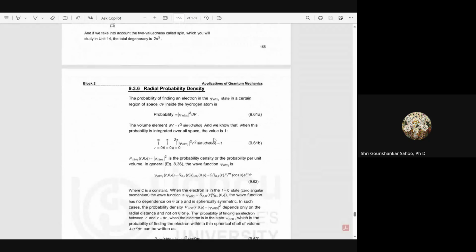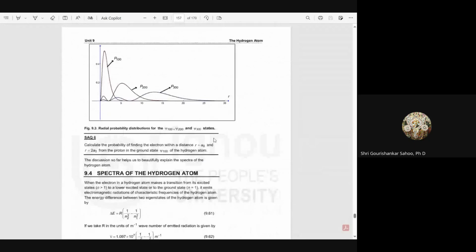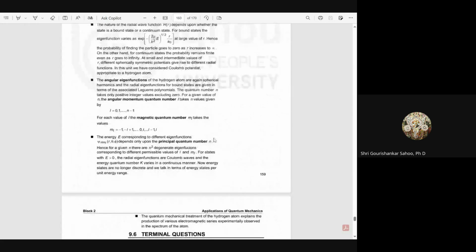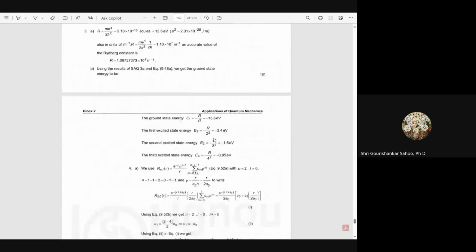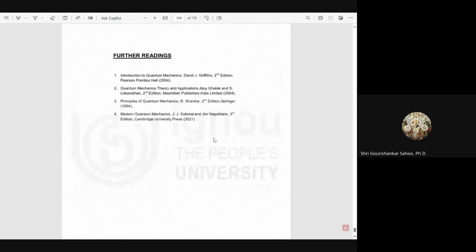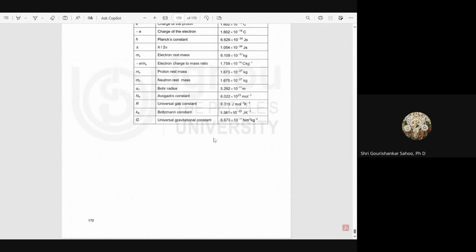Then degeneracy, radial probability density, spectra of the hydrogen atom, quantum numbers. I have explained to you today four quantum numbers n, l, m, and spin quantum number is another, plus minus half. So this is unit 2. And in unit 1, yesterday we were discussing all these things.